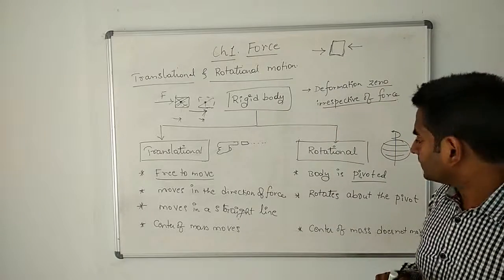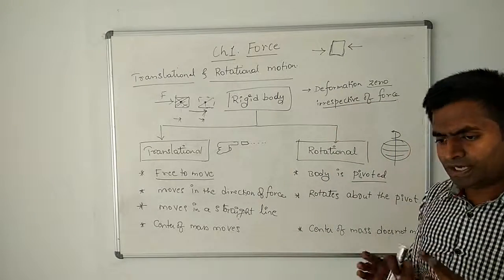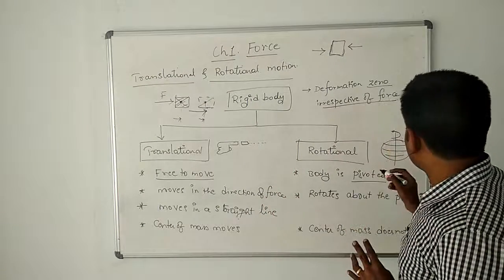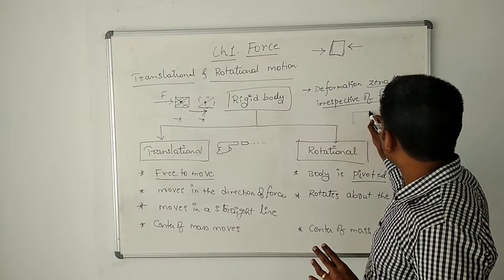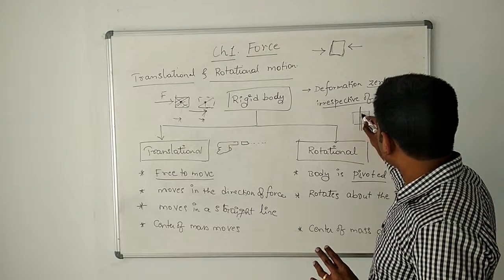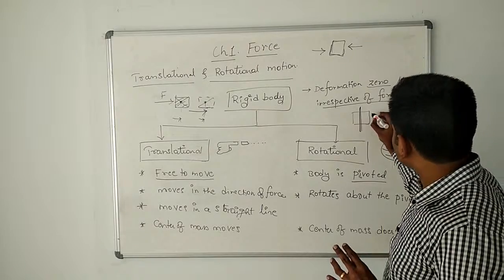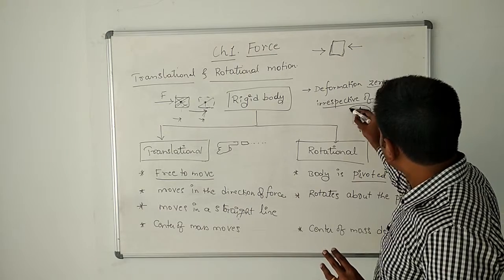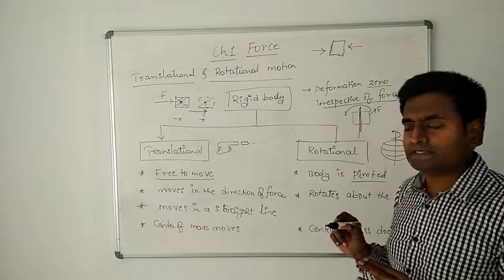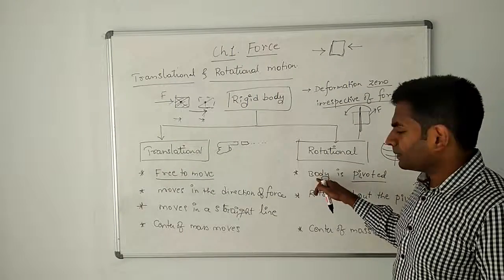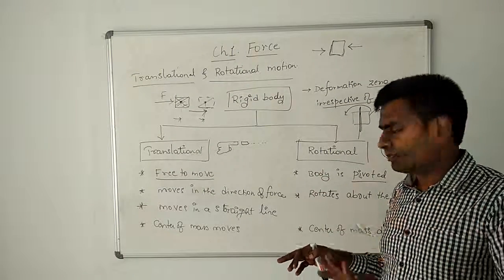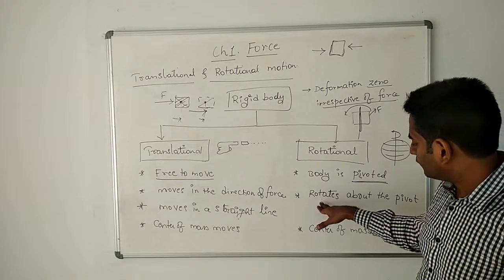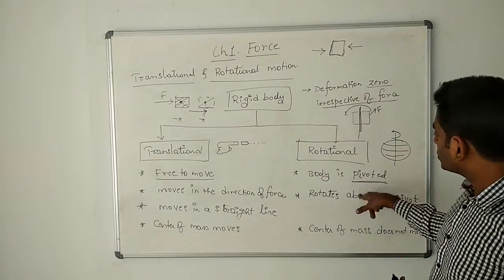Let's come to rotational motion. For rotational motion, the condition is that the body is not free to move. The body is pivoted. For example, if I have an object which is pivoted about this axis, and then I start applying a force F on it, then this body would revolve about this axis. So the condition is the body should not be free to move. It should be pivoted. That is an important point. And when it is pivoted and the force is applied on it, the body rotates.